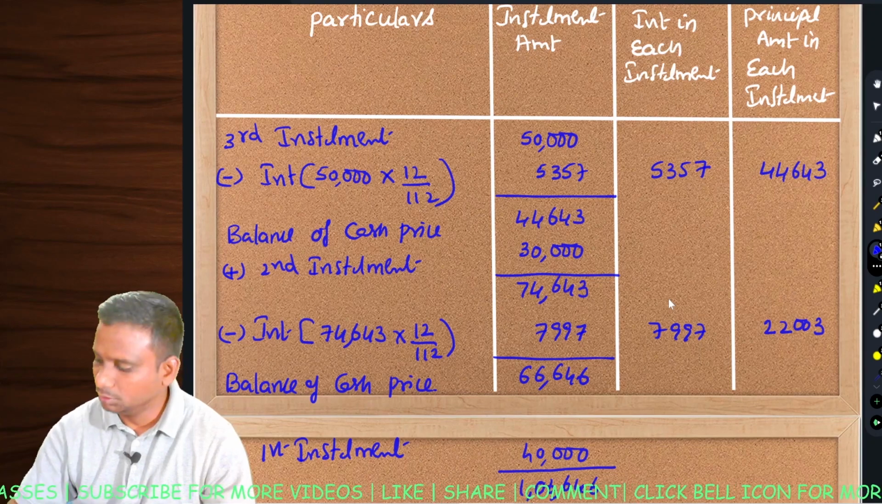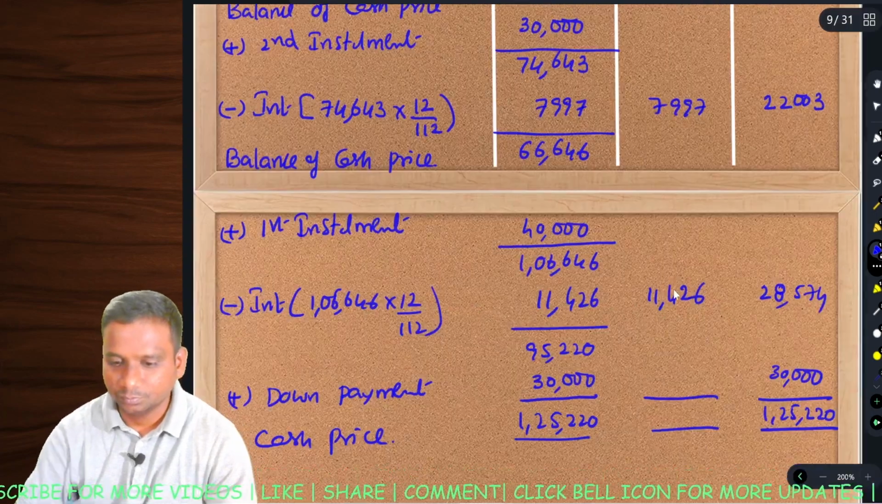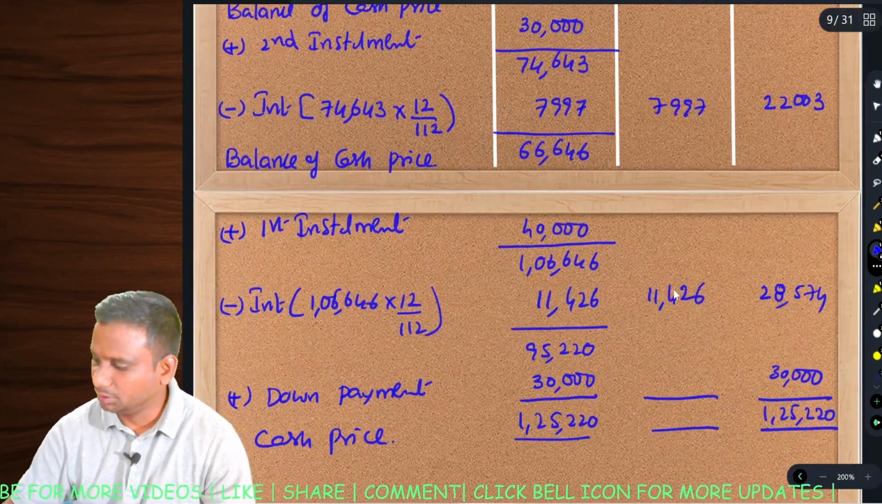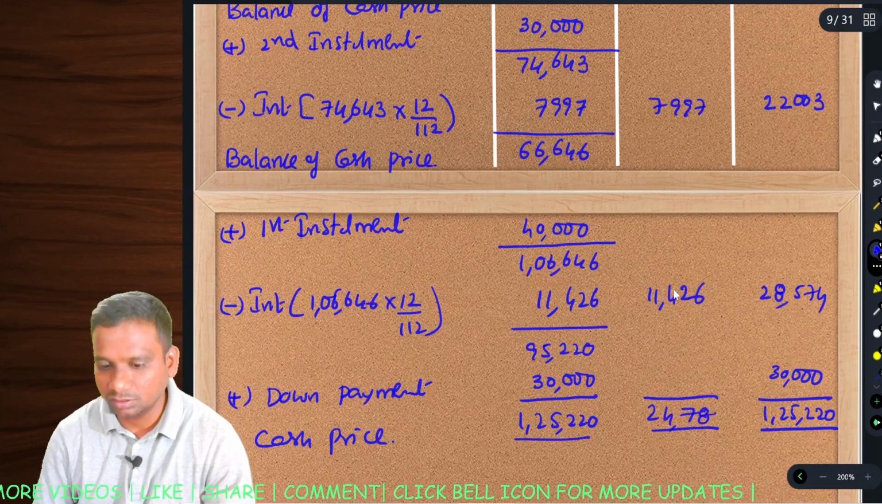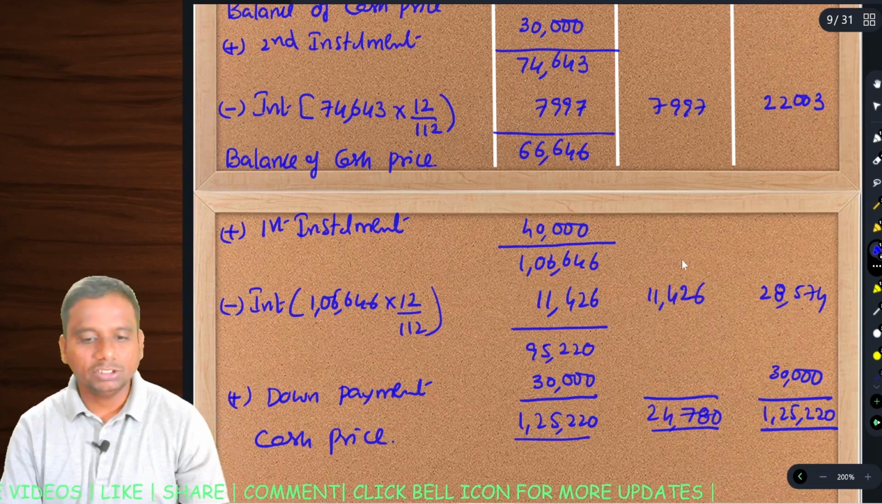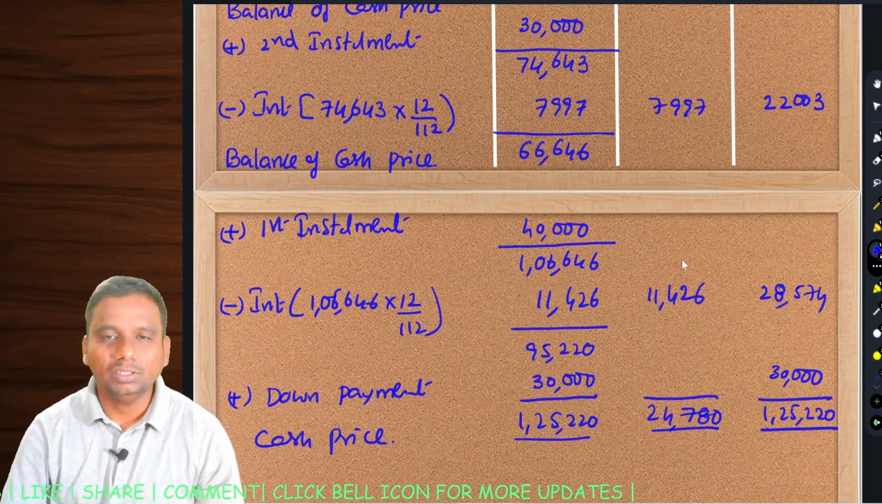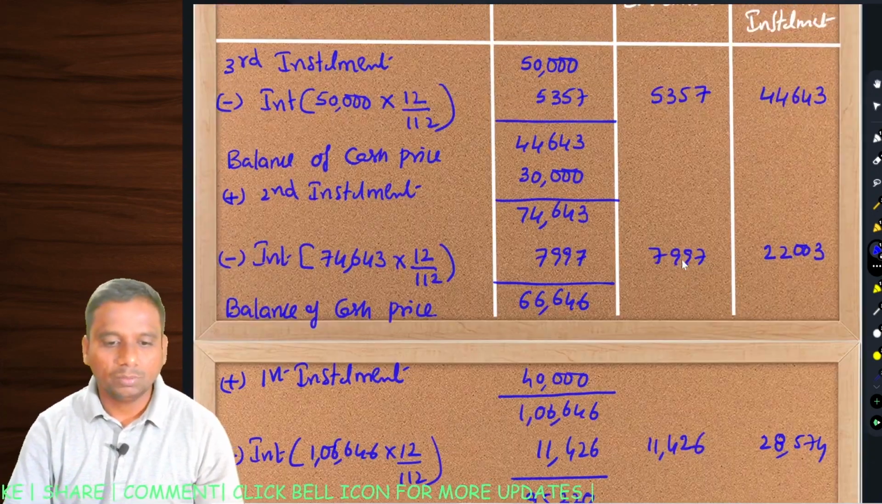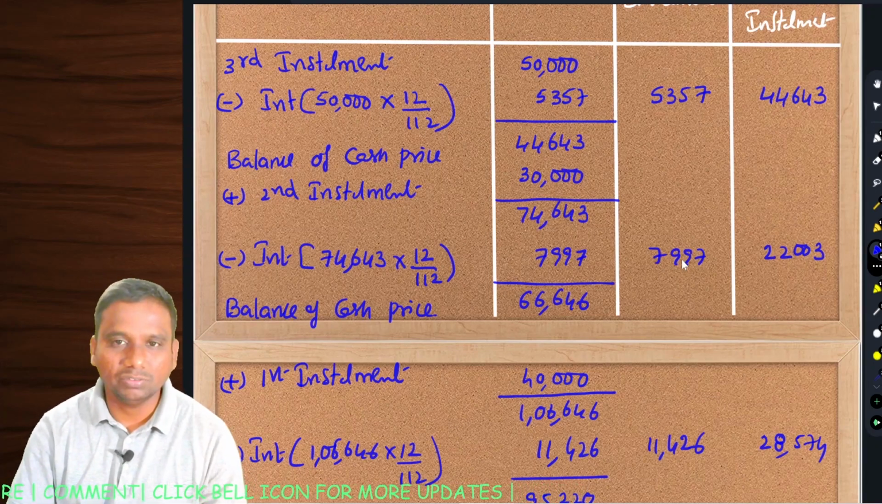Interest calculate: 5357 plus 7,997 plus 11,426. What is the total interest here? 24,780. Look, this is how we calculate interest and cash price in the problem. See, from the third installment we are doing a reverse calculation. This is called reverse calculation.